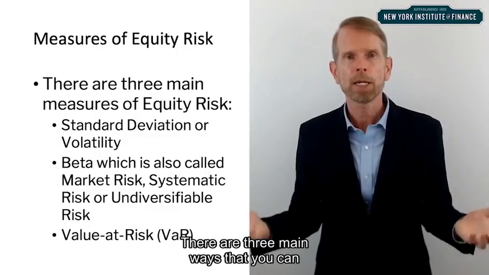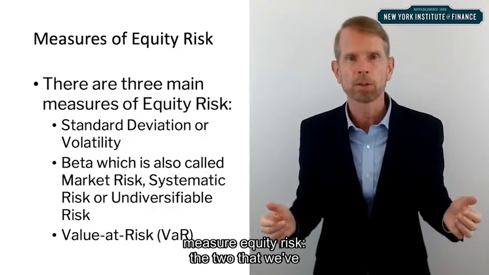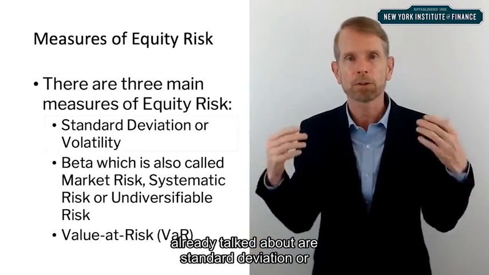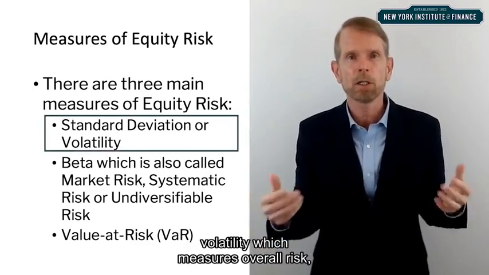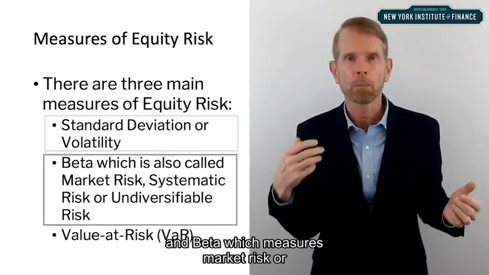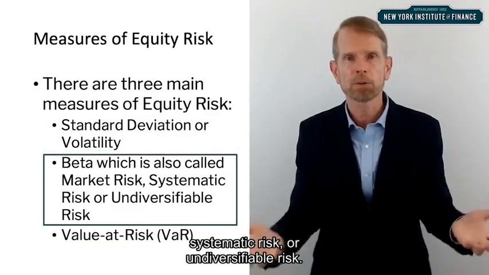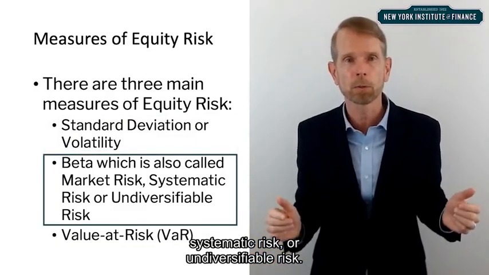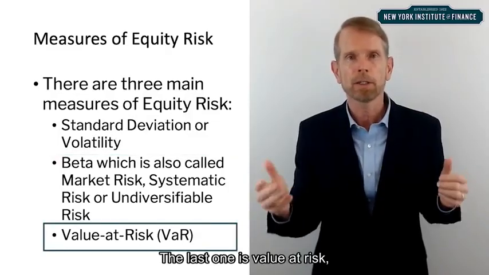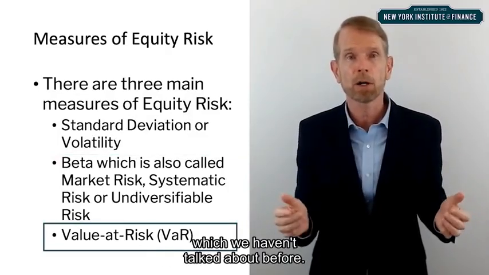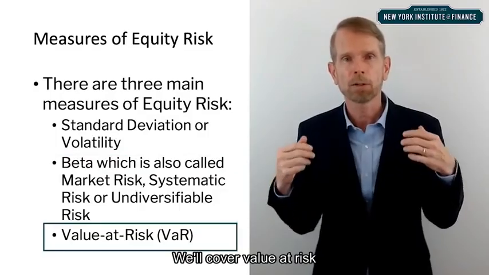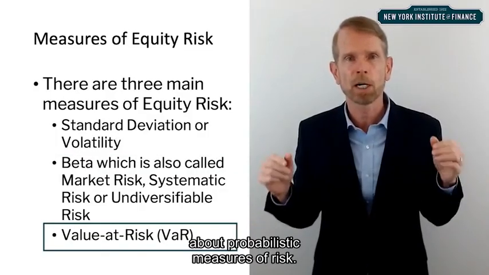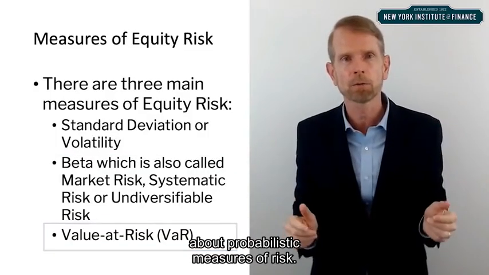There are three main ways that you can measure equity risk. The two that we've already talked about are standard deviation or volatility, which measures overall risk, and beta, which measures market risk or systematic risk or undiversifiable risk. The last one is value at risk, which we haven't talked about before. We'll cover value at risk later in this course when we talk about probabilistic measures of risk.